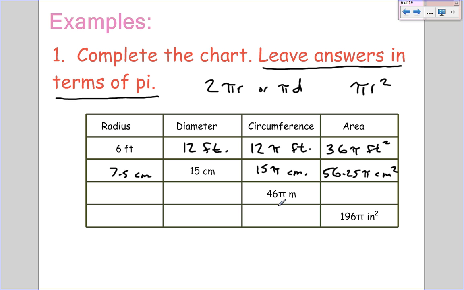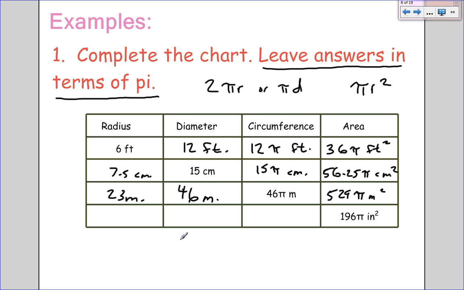Now if the circumference is 46 pi, then the diameter is just going to be 46 meters. And the radius, of course, would be half, so 23 meters. Take 23 and square it, and you get 529 pi meters squared.